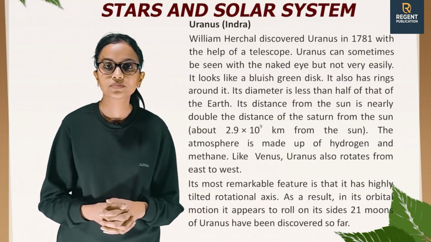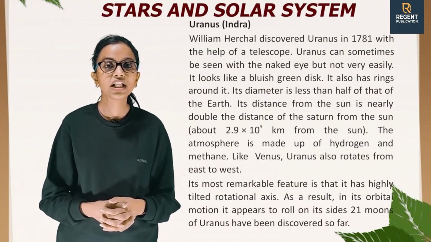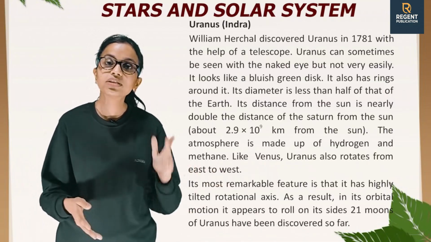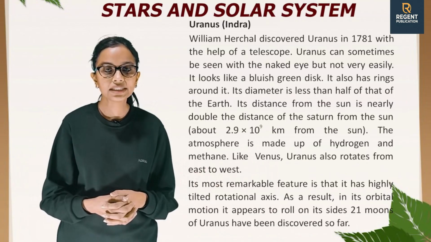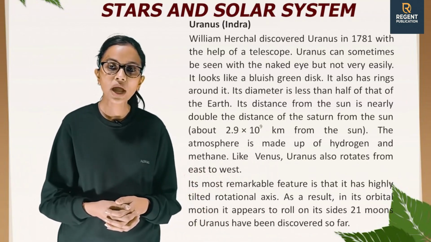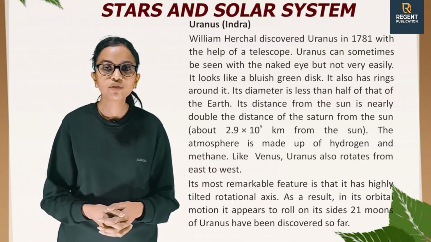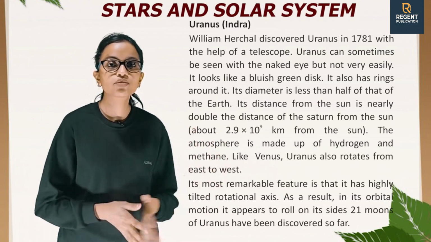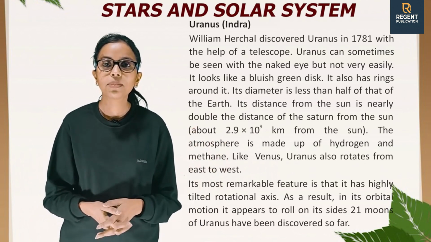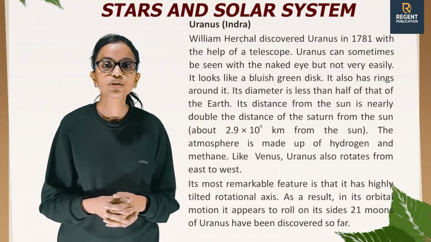Uranus, Indra. William Herschel discovered Uranus in 1781 with the help of a telescope. Uranus can sometimes be seen with the naked eye, but not very easily. It looks like a bluish-green disk. It also has rings around it. Its diameter is less than half of that of the Earth. Its distance from the Sun is nearly double the distance of Saturn from the Sun, about 2.9 x 10^9 km from the Sun.